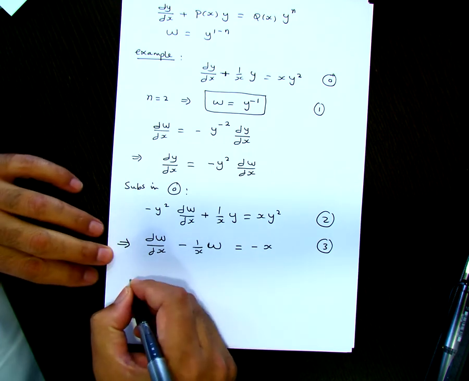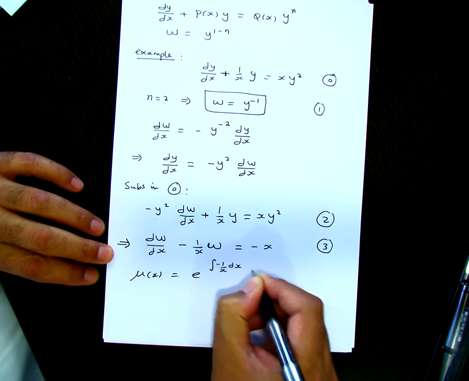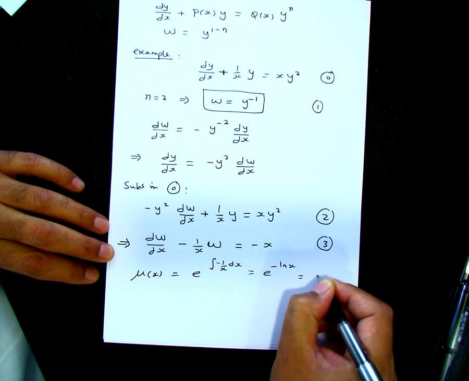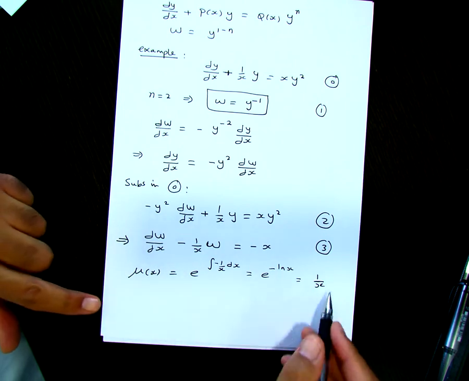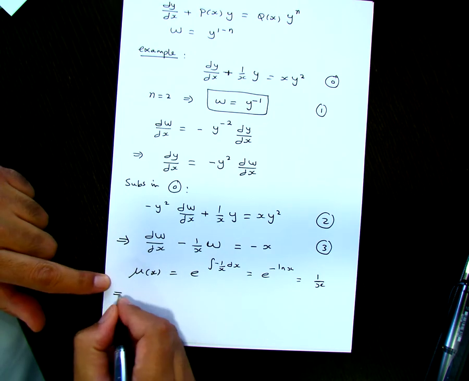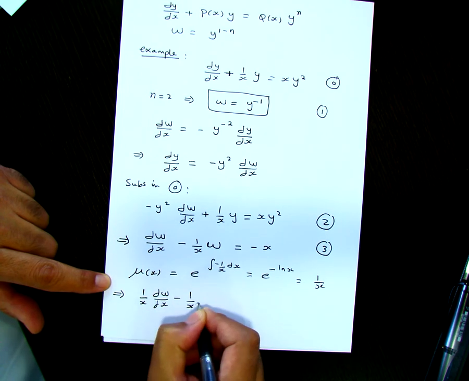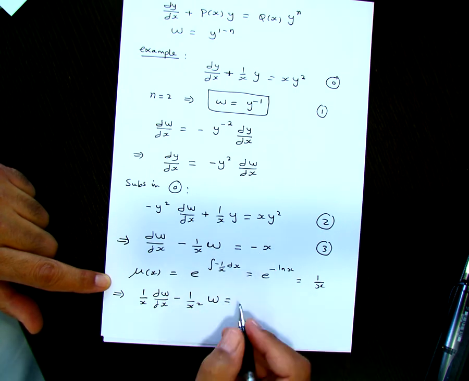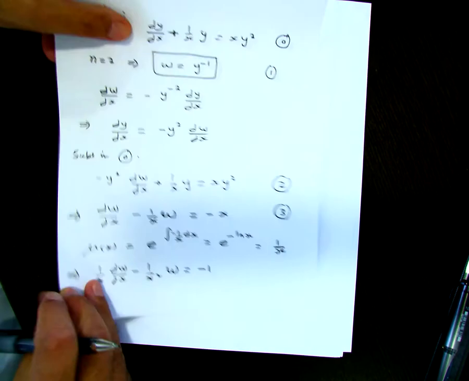Now our integrating factor here, mu of x, is equal to e to the integral of minus 1 over x dx. So this is simply equal to e to the minus ln x, or just equal to 1 over x. You can check that. We now multiply our integrating factor 1 over x times equation 3. So we will now have 1 over x dw/dx minus 1 over x squared times w equal to minus x times 1 over x, which is just minus 1.